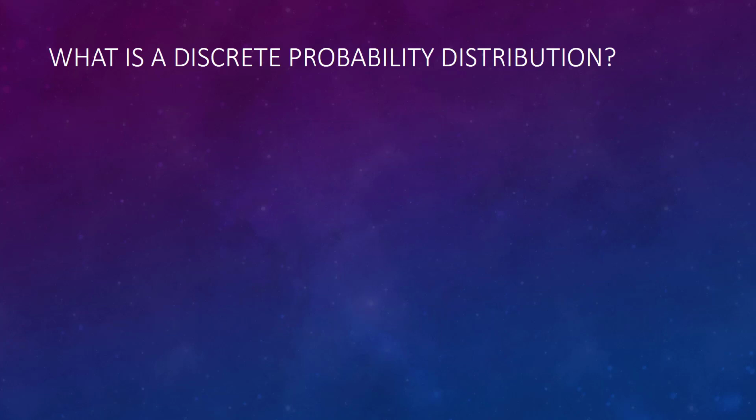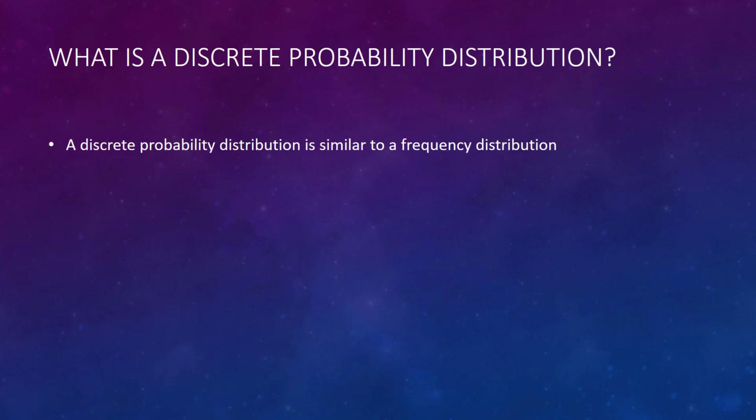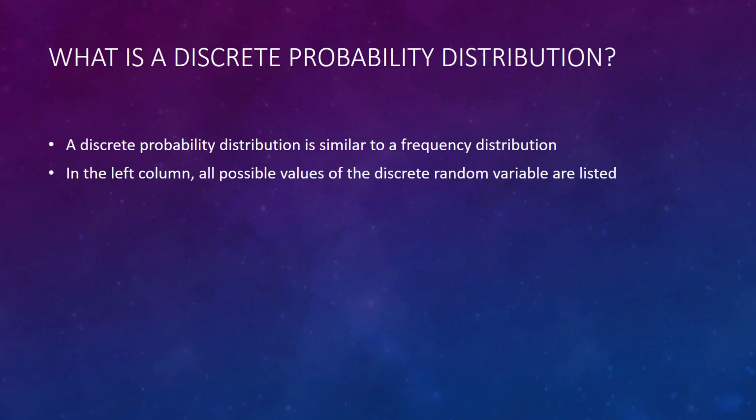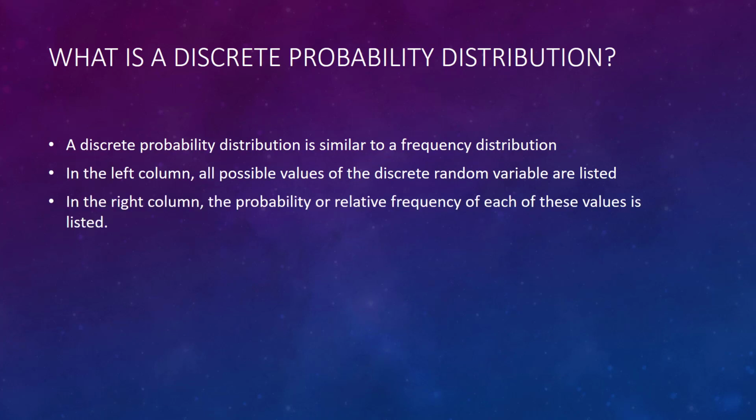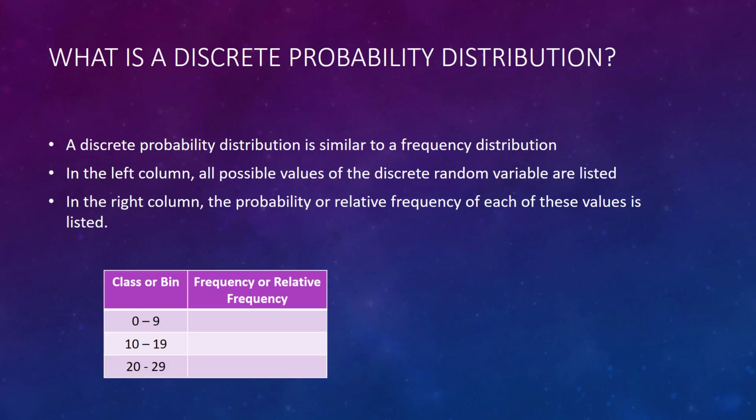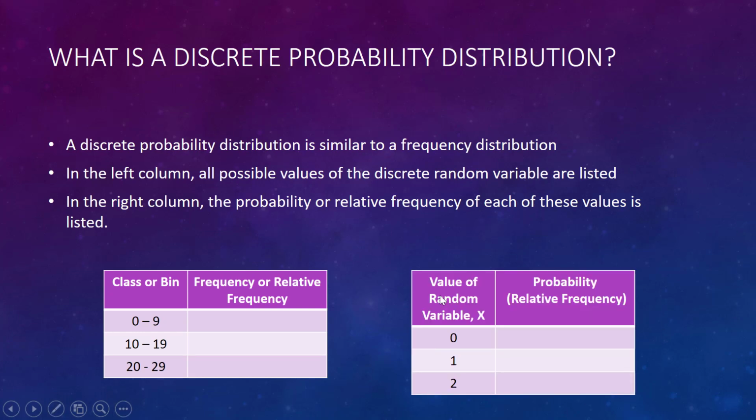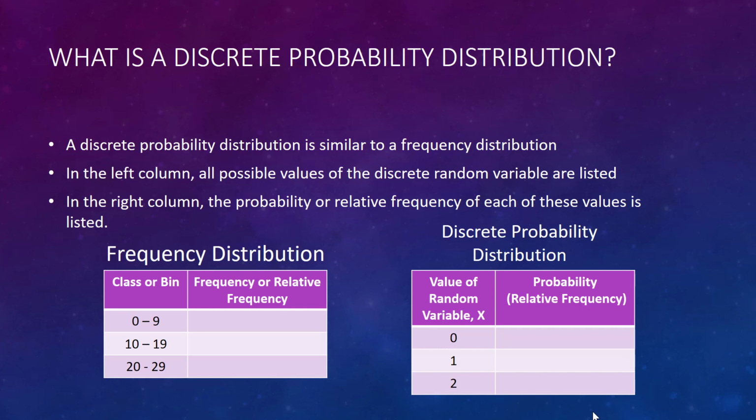What is a discrete probability distribution? A discrete probability distribution is similar to a frequency distribution. In the left column, all possible values of the discrete random variable are listed, and in the right column, the probability or relative frequency of each of these values is listed. Here we have a frequency distribution, which we learned about previously in this course, and here we have a discrete probability distribution. So again, this is our frequency distribution, this is our discrete probability distribution.